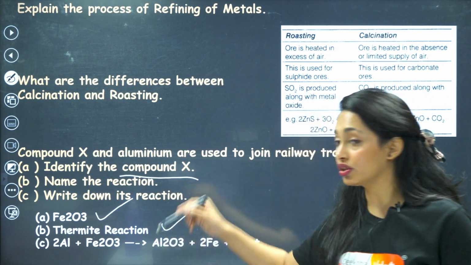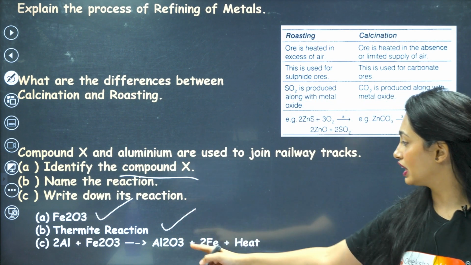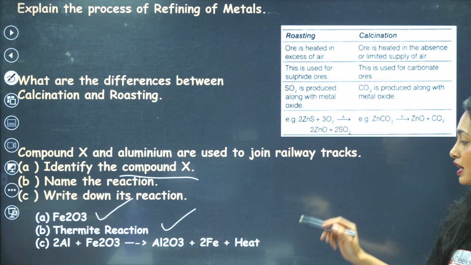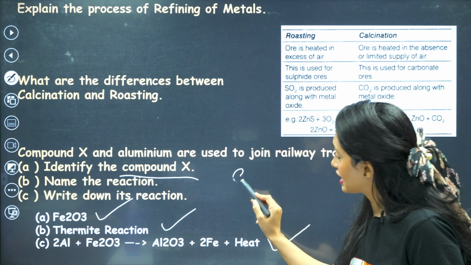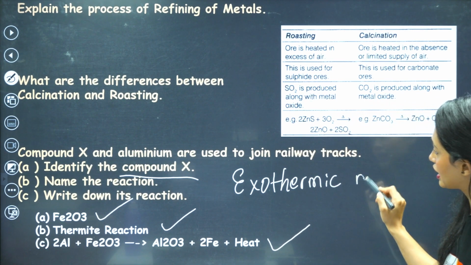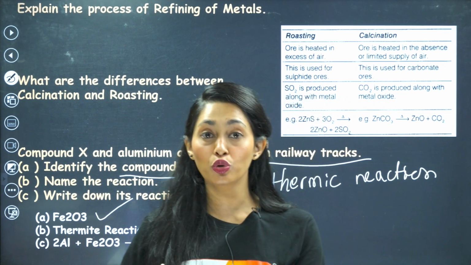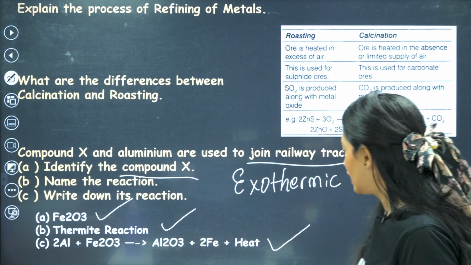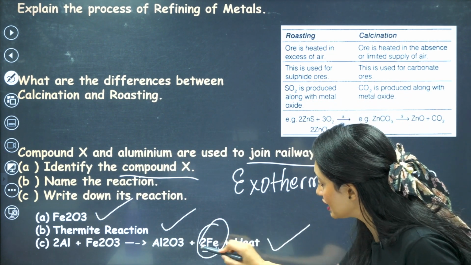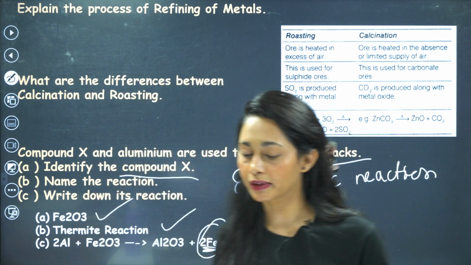Write down its reaction. Please do write the balanced equation here. 2Al + Fe2O3 gives Al2O3 + 2Fe + heat. This is a highly exothermic reaction. That is why this reaction is used in joining the railway tracks, in order to melt the metal. The metal that is obtained here is in molten state.